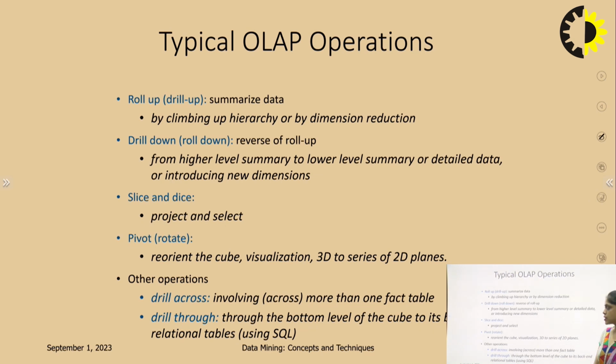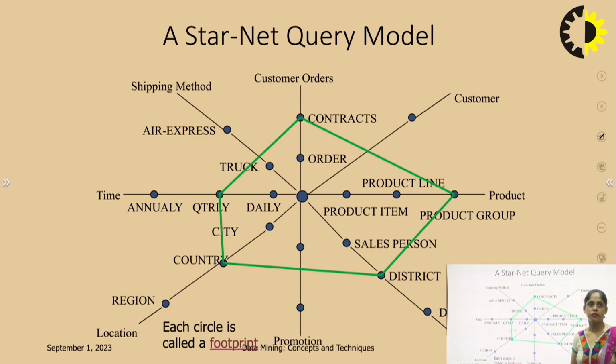Next is slice and dice, that is project and select. Pivot, that is rotate, reorients the cube, visualization 3D to a series of 2D planes. Other operations are drill across and drill through. Drill across means involving more than one fact table, and drill through means going through the bottom level of the cube to its backend relational tables using SQL.